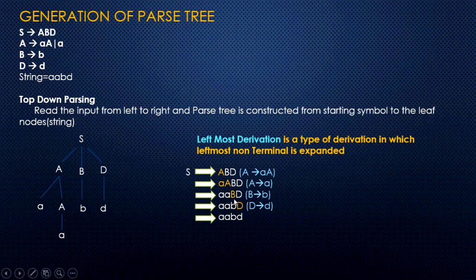Now we are left with two non-terminals, B and D. The leftmost non-terminal is B, so B is expanded as small b. So we have AAB, and finally we are left with only one non-terminal, D. So we expand D as small d. So we have AABD as a string. This concept is called leftmost derivation.